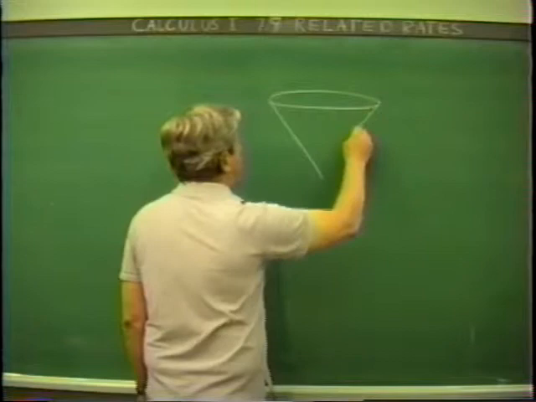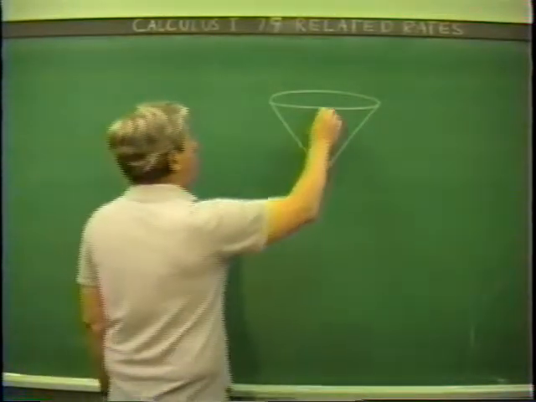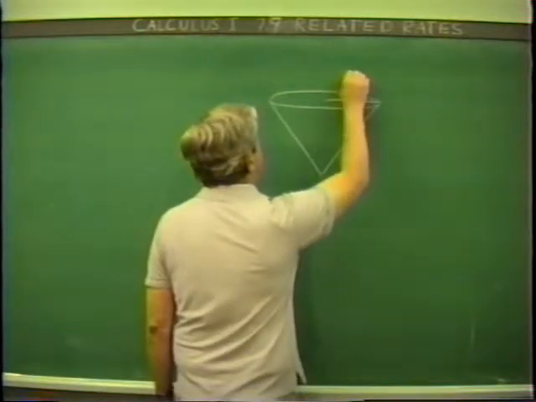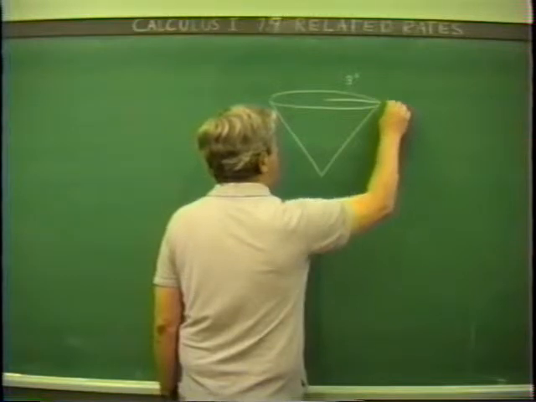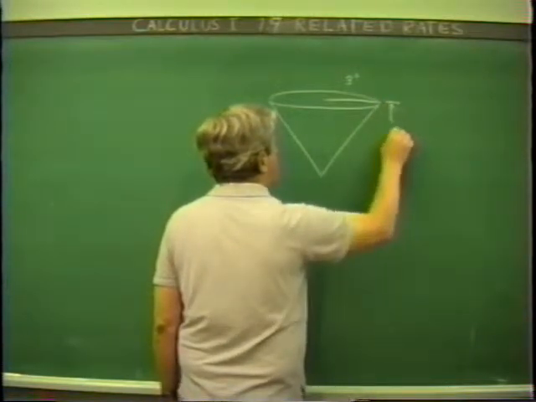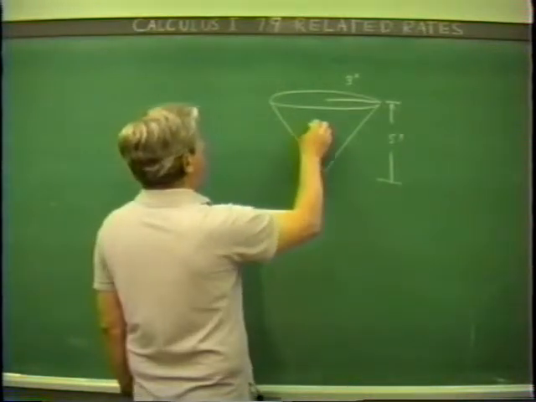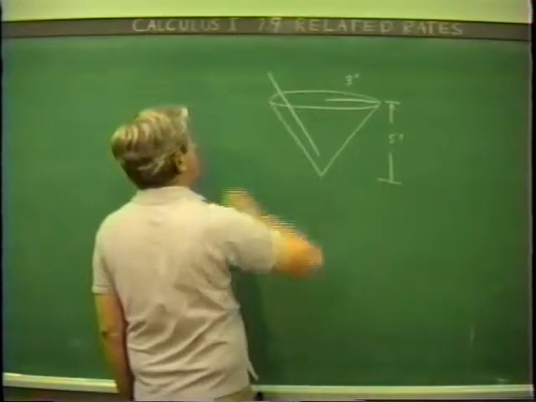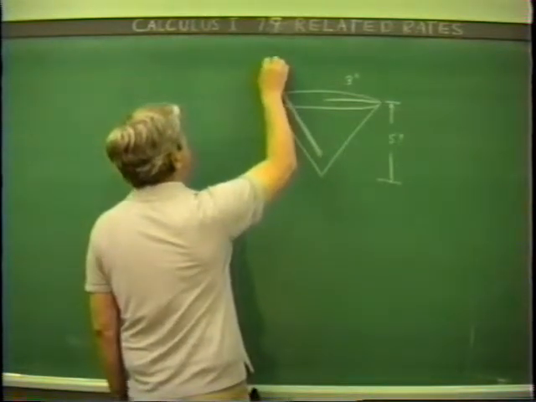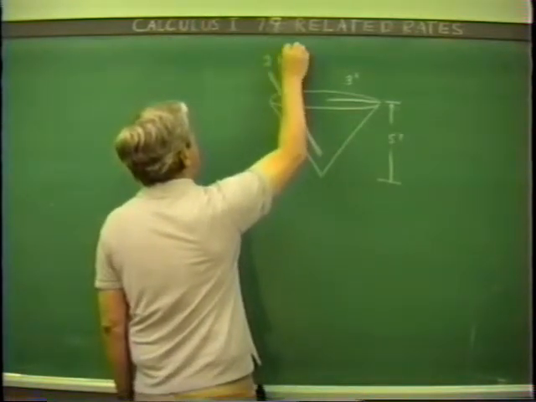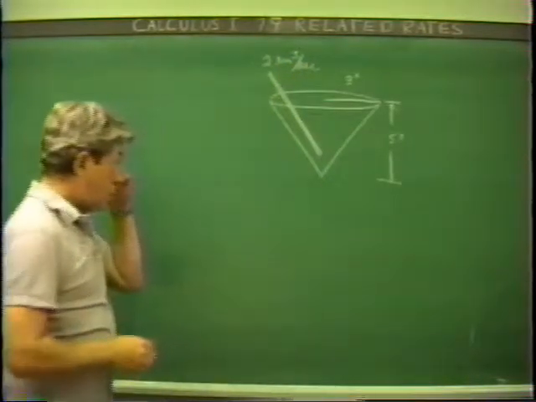Let's suppose that we've got a cone here. You can think of this as one of the cones that holds liquid that you can drink out of. And let's suppose that it's got a radius at the top here of 3 inches and a height of 5 inches. And liquid through a straw is being removed from this at, let's say, the rate of 2 cubic inches per second.